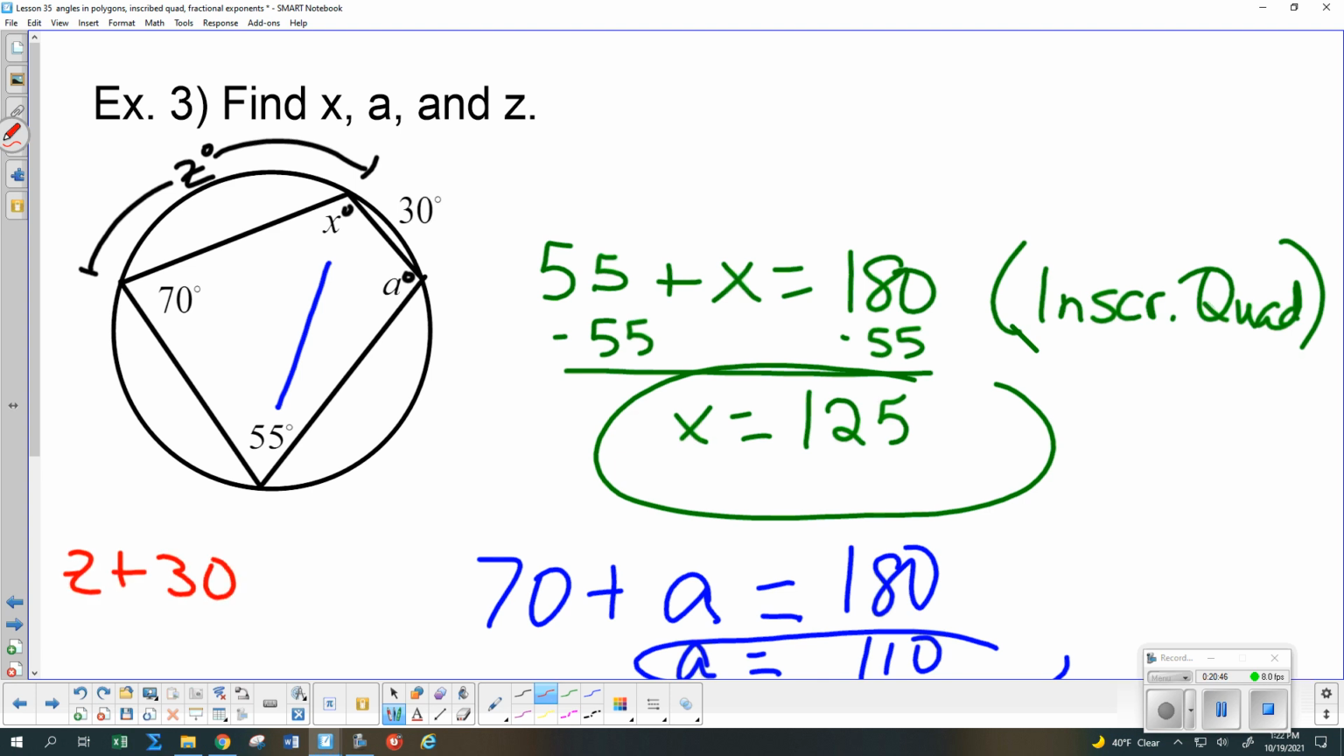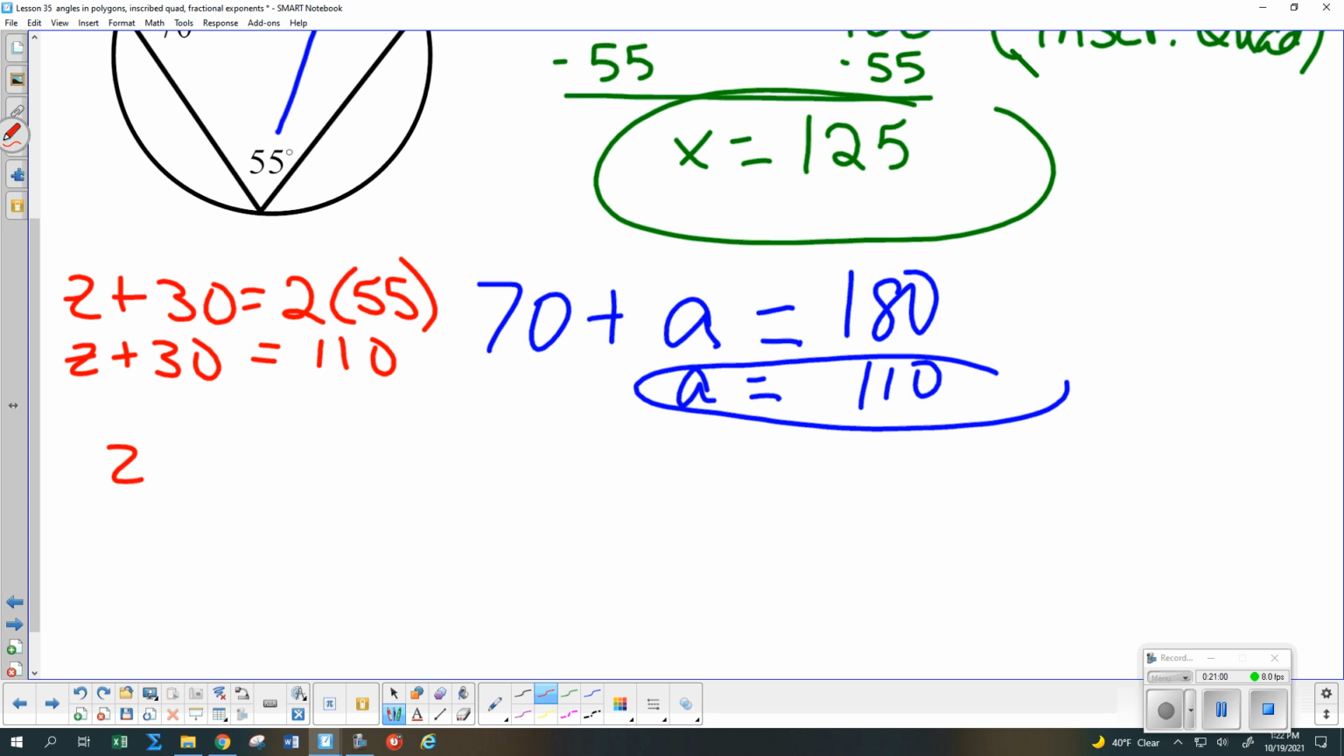So Z plus 30 has to be twice that inscribed angle, or the 55 is half of that arc. So if this is 110, everybody, what does Z have to equal? Questions from anyone on that?